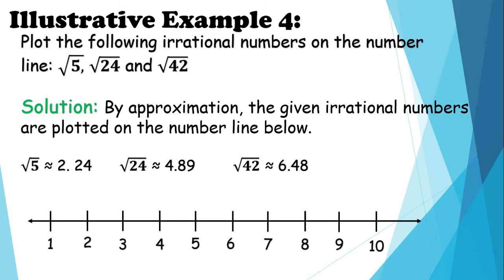So here is the number line. So kung makapansin natin, yung square root of 5 ay malapit sa 2 dahil ang value niya ay 2.24. Next, so square root of 24 is between 4 and 5. At kung mapapansin natin, mas malapit siya sa 5 dahil ang value niya ay 4.89. While square root of 42 is between 6 and 7 at talagang nasa gitna siya halos dahil yung 6.48 ay halos 6.5 na. So ganyan tayo mag-plot ng irrational numbers sa number line.